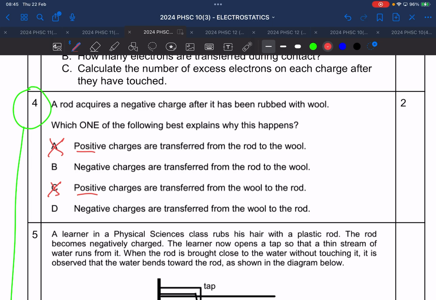He said negative charges are transferred from the rod to the wool. Which one became negative? A rod acquires. What does the word acquire mean? Get, obtain, become. A rod becomes negative. So can the negative things go away from the rod? No. It had to get to the rod. So it's not B. It's D, where it says negative charges are transferred from the wool to the rod.